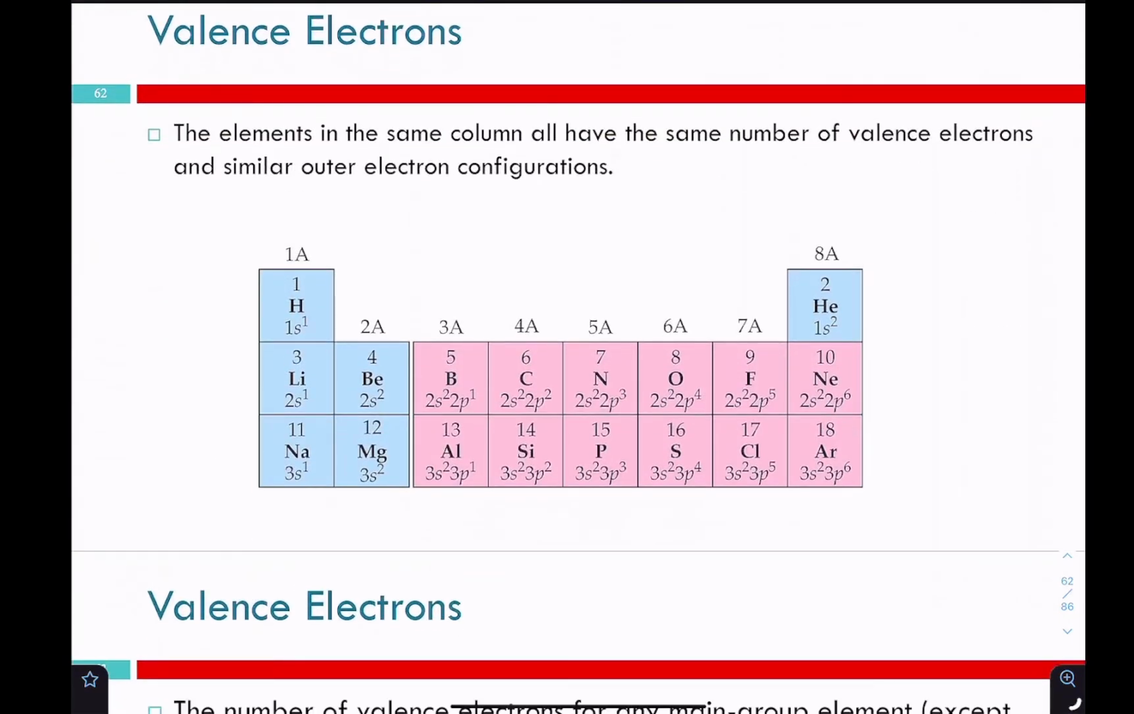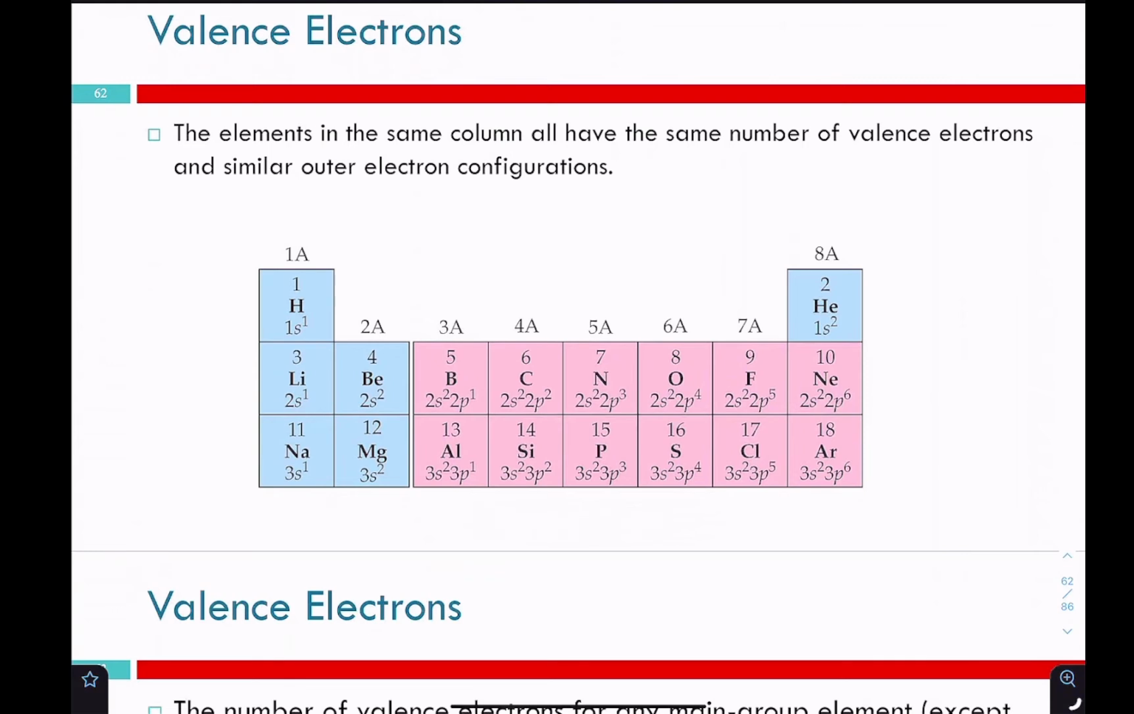So the elements in each column, each group, have the same number of valence electrons. Lithium, sodium, potassium, rubidium, cesium, francium all have a single valence electron. Beryllium, magnesium, calcium, strontium, barium, radium all have 2 valence electrons. And then same for all of the elements on the periodic table. Ignore the d block for now, because the d orbitals are buried underneath. We're not going to talk too much about transition metals.